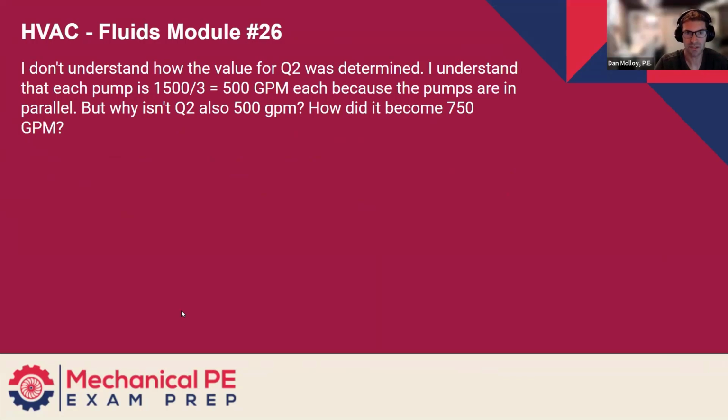Okay, fluids 26. I don't understand how the value of Q2 was determined. I understand that each pump is 1500 over 3 equals 500 GPM each because the pumps are in parallel. But why isn't Q2 also 500 GPM? How did it become 750 GPM?